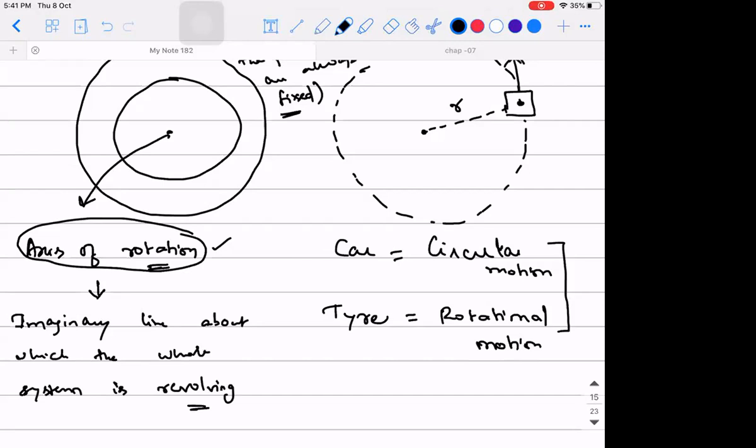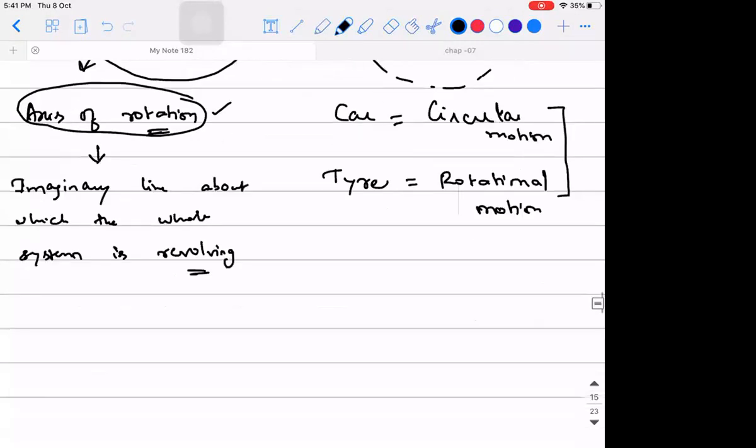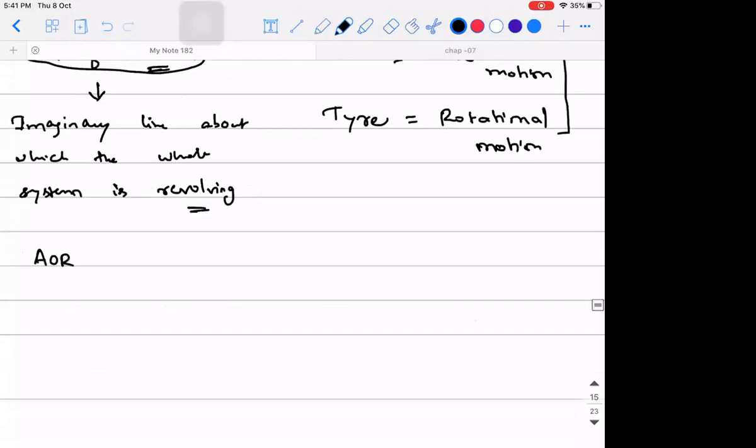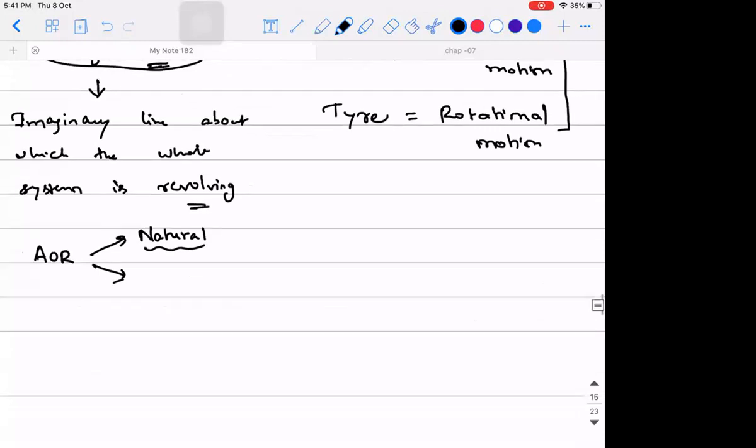Next. Similarly, when you talk about axis of rotation, it is basically classified into two types. One is called the natural axis. Generally they don't use the word natural axis; they simply call it the axis of rotation. And the second is called instantaneous. I'm just putting the word natural to it.